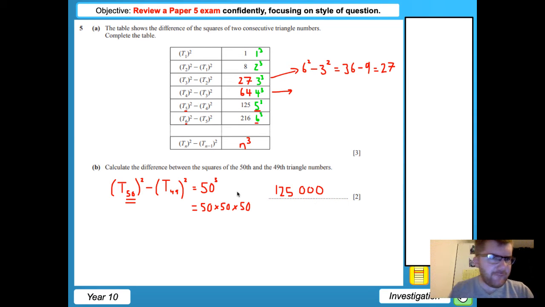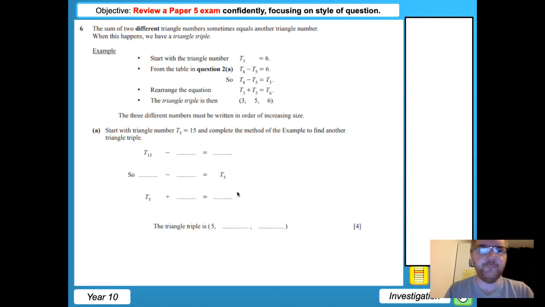Hopefully at this stage you are feeling more comfortable about this paper, so it's just a matter of practice, a matter of getting used to the style of question. So in question 6, they go for something a little bit different. They're going to talk about what's called a triangle triple.